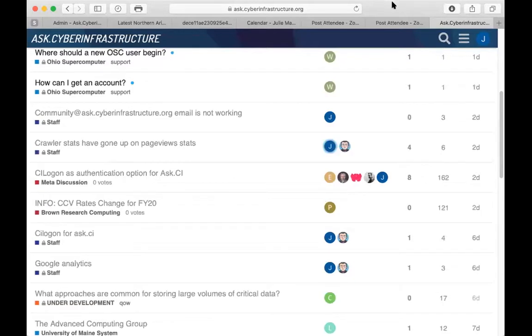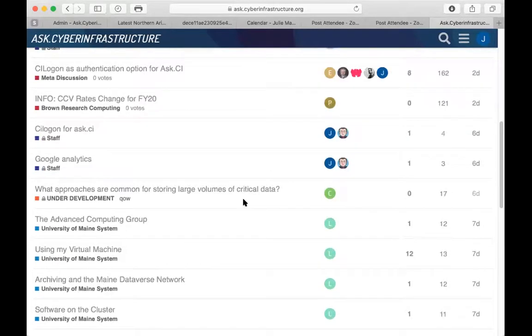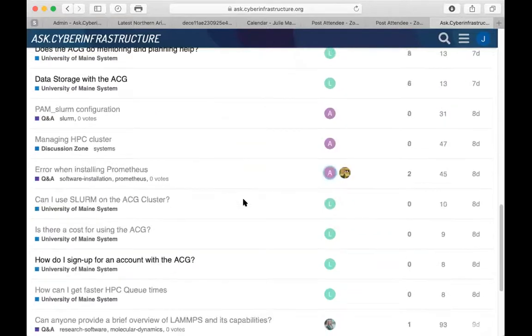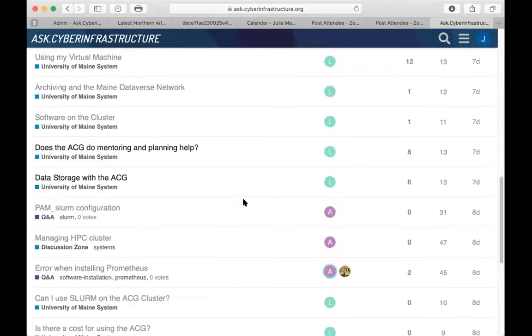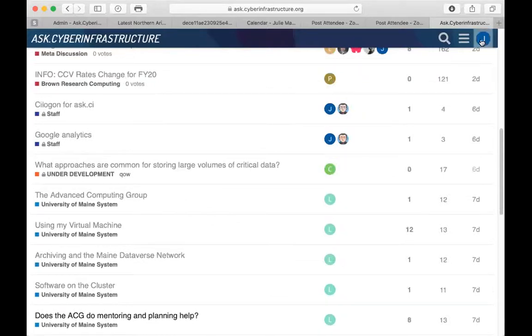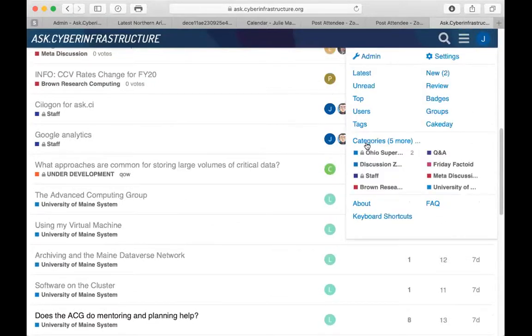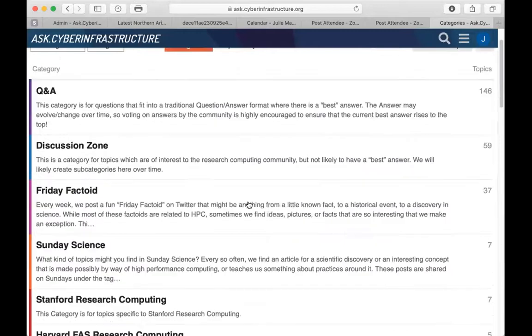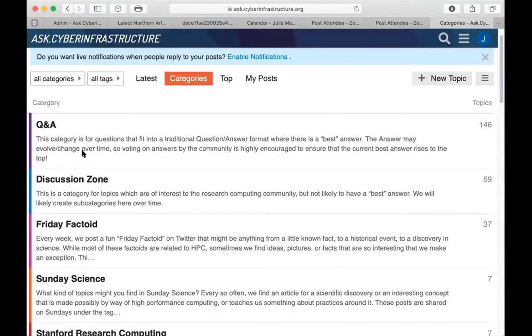Okay, so what you should be seeing now is Ask.CI, and I'm actually logged in, so you can see a broad variety of topics that are being posted on different sites. And if you want to see the categories of locales that we have right now, we have our 2 main threads, which are the Q&A and discussion zone.